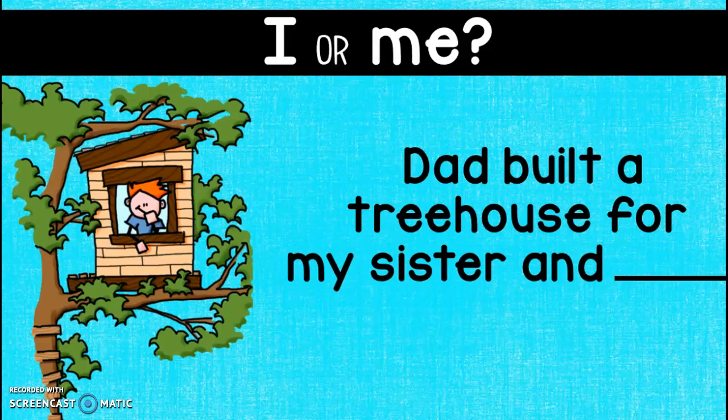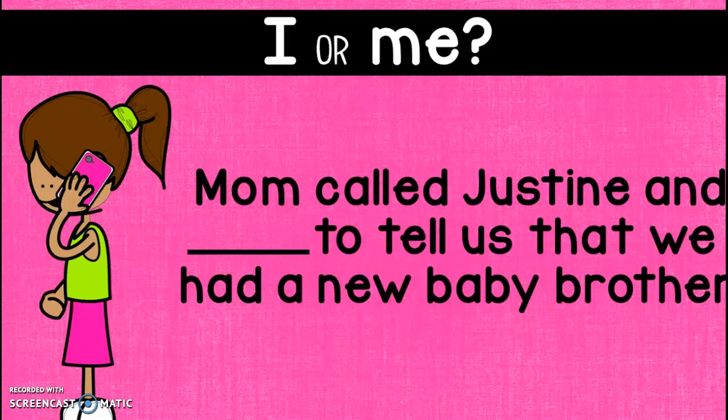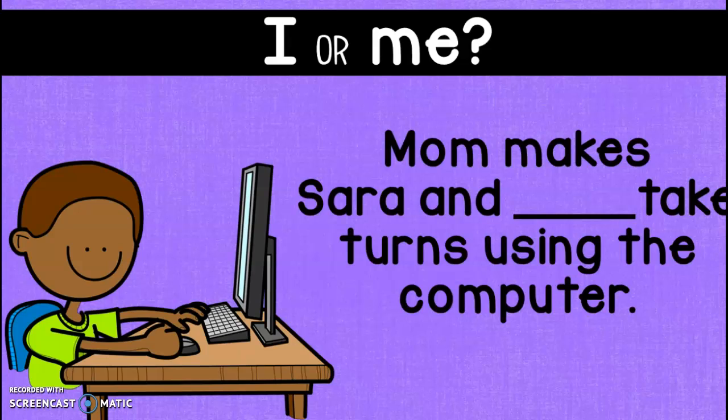Dad built a treehouse for my sister and blank. So I cross out my sister and, and you would say Dad built a treehouse for me. Mom called Justine and blank to tell us that we had a new baby brother. I would cross out Justine and, so Mom called me to tell us that we had a new baby brother. And the last one I'll show you is, Mom makes Sarah and blank take turns using the computer. So I would cross out Sarah and, and I would say Mom makes me take turns using the computer.